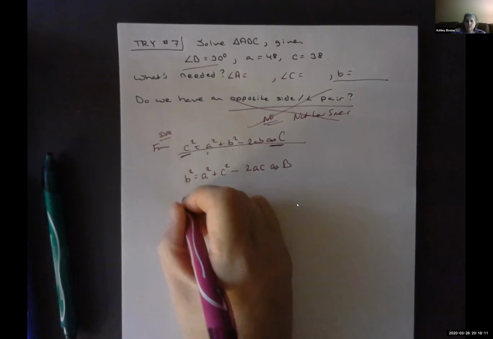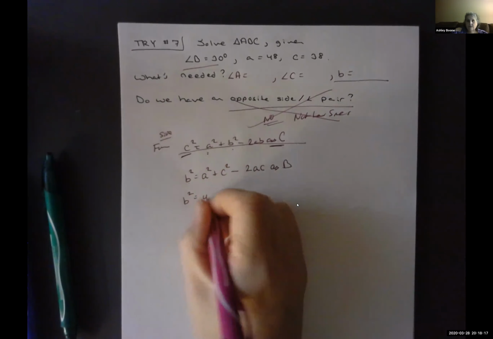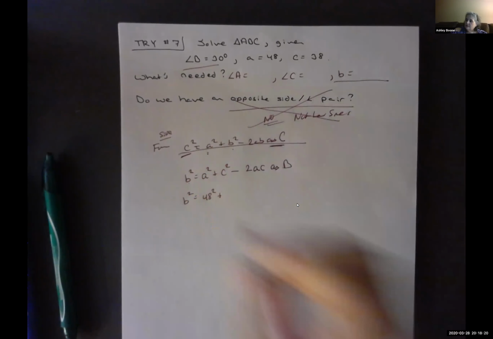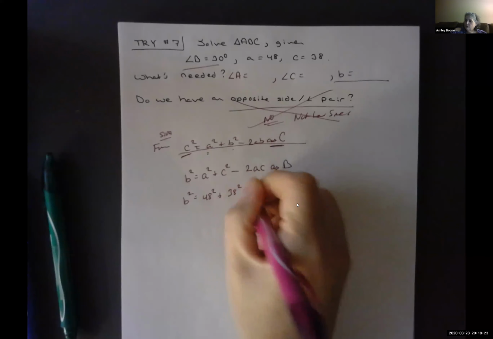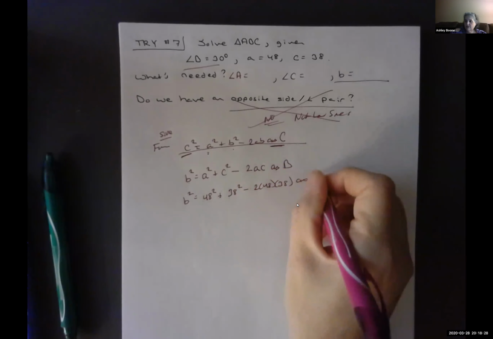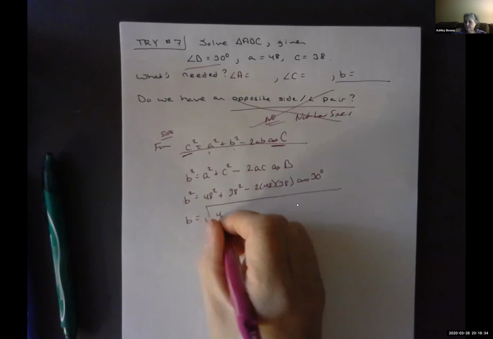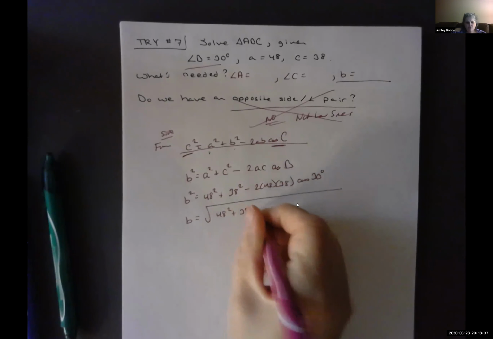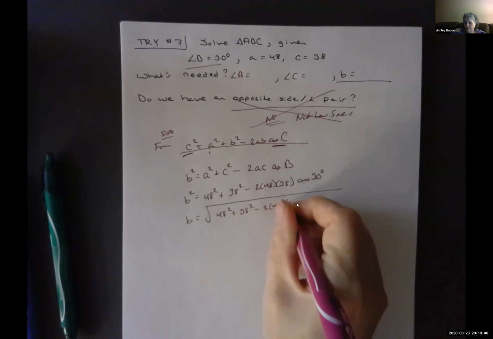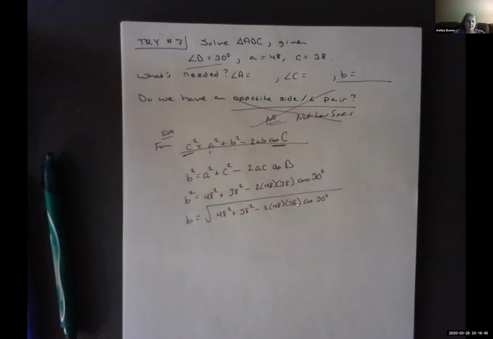So b squared is equal to, a is 48. So I have 48 squared plus c is 38, 38 squared minus 2 times 48 times 38 times the cosine of b, which is 30 degrees. So to get b, I'm going to take the square root of that whole big old mess. And you can simplify the numbers a little bit in here. If you don't want to type out the whole thing, just don't round within. You can square 48, square 38, add them together, that sort of thing. But we have our answer.